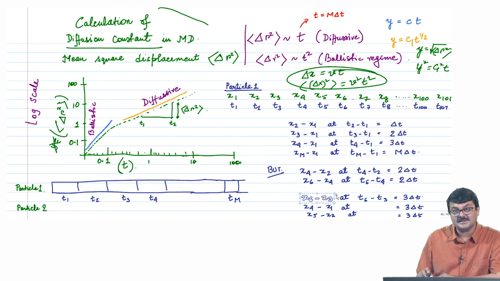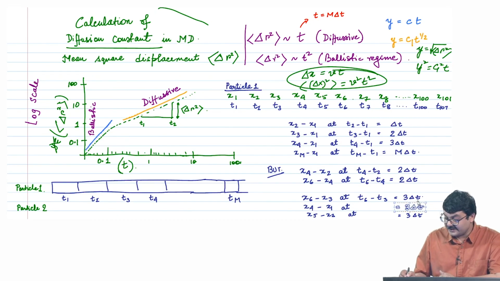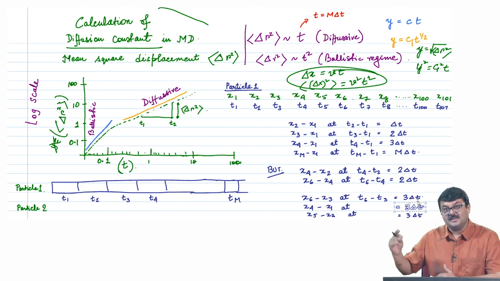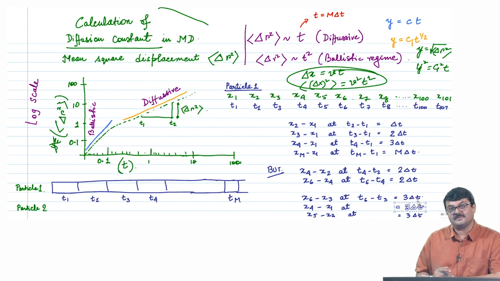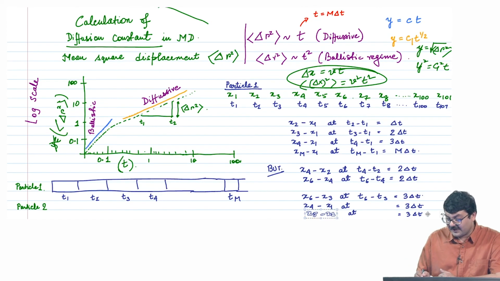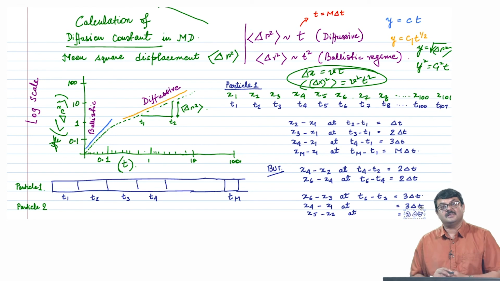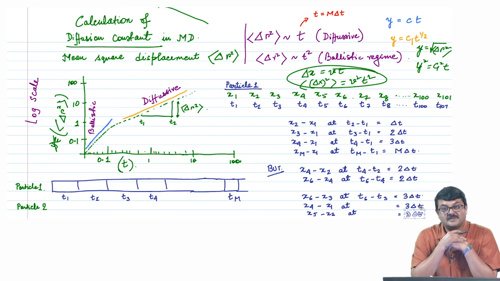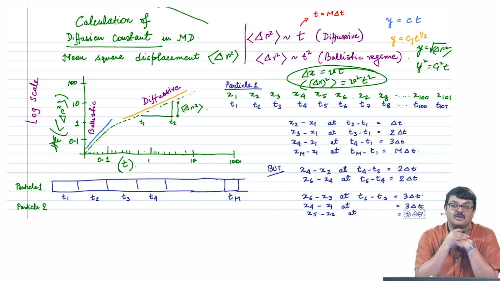I have written x, but it is in 3 dimensions, so x 4 and x 3 are going to be vectors. You can calculate x 4 minus x 1 at 3 delta t, and that will also give you a displacement of the same particle. You have basically shifted the origin of the averaging. Similarly, x 5 minus x 2 will give you the displacement after 3 delta t, and you can average over all of this for a single particle.